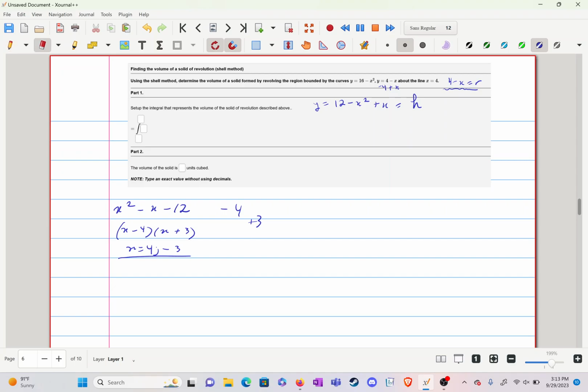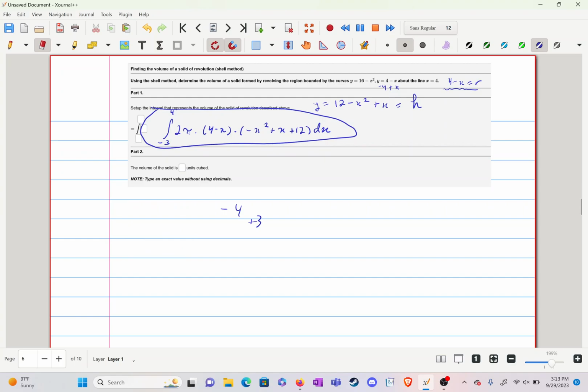So let's combine that together. So we have -3 to 4. We have our 2 pi, times our radius, 4 minus x, times our height, negative x squared plus x plus 12 dx. That is our part 1, just like that. And now we just got to find the volume. I think we should arrive at a very similar answer that we had in a previous problem.